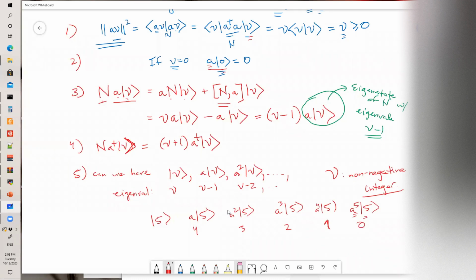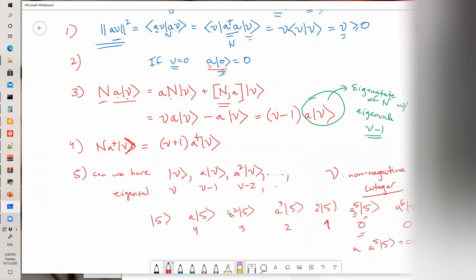You'll have eigenvalue 0, and so it'll spit out 0. So then when you act 6 times on 5, that'll still give you just 0, because a to the 5 acting on 5 will give you 0. So if you act with a again on both sides, it'll just give you 0 again. It'll just zero out all the ones that go negative. And that's only possible if nu is a positive integer.